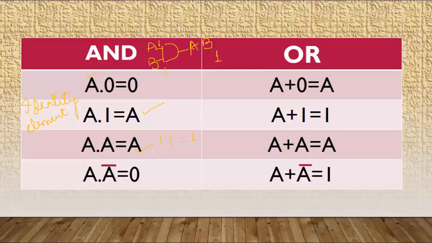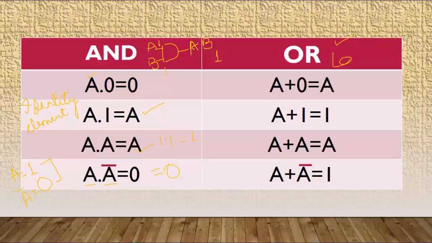Now coming to the second. Here it is A into A bar. A bar means the complement. Suppose A is 1, then A bar is equal to 0. So they are complements, and if you multiply these two, we'll get 0. So this is our AND law.